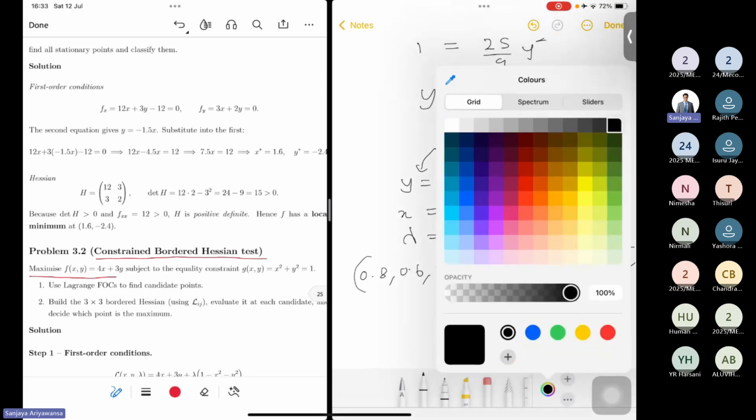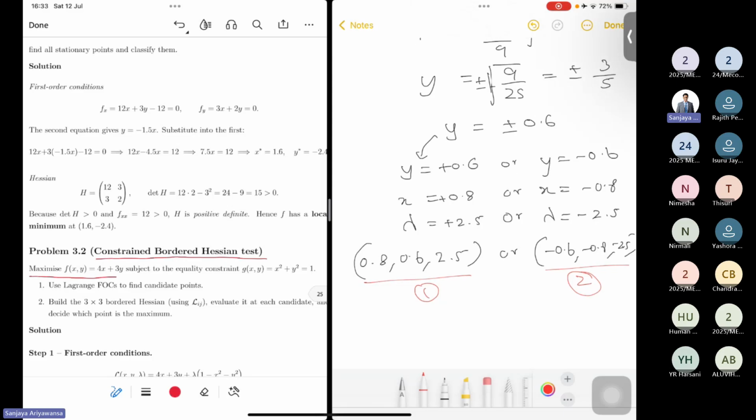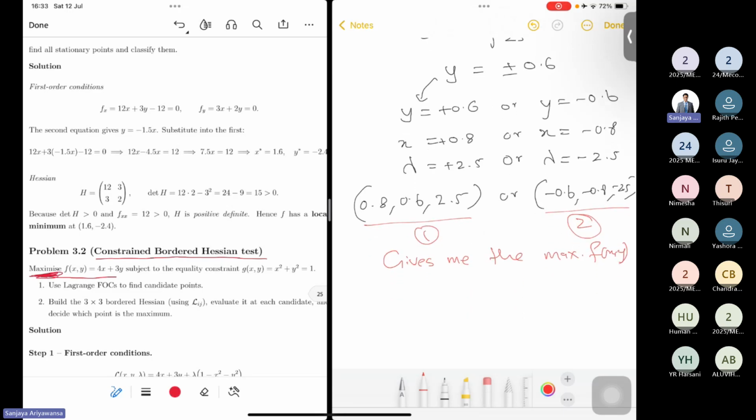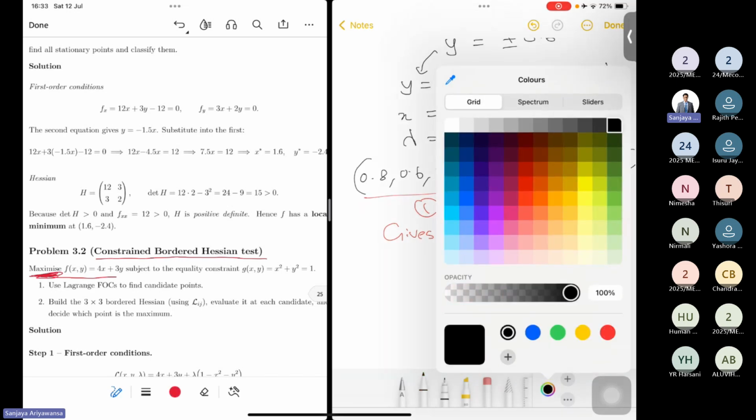Now you need to figure out which combination of values. So there are two combinations. Your first combination is this, and this is your second combination. Which combination of values gives me the maximum value for your function f of xy? Right? That's what we had to do, because we are asked to find the maximum for your function. So this is where we now use the bordered Hessian matrix.